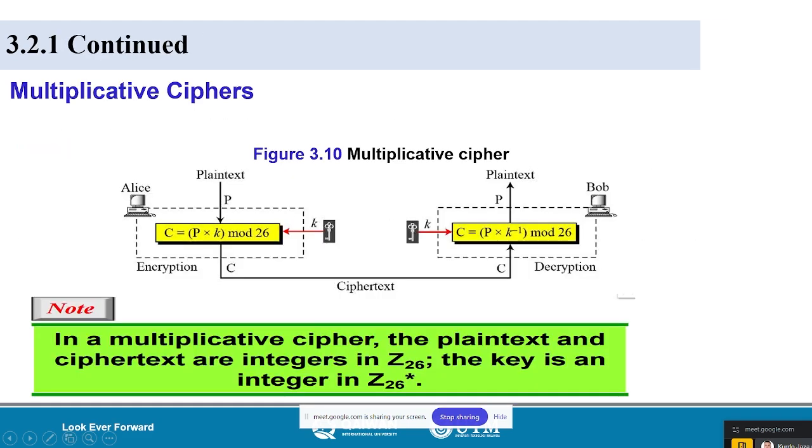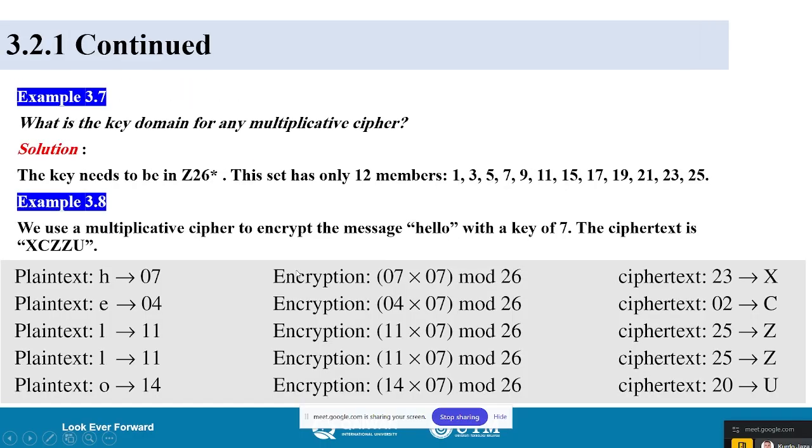Now it may look quite complicated, but believe me, it's quite easy. Now, let's take a look at here. What is important is to know all of these numbers. What do they mean? We will now know. What's the key domain for any multiplicative cipher? The key needs to be in Z26 asterisk, as the set has only 12 numbers: 1, 3, 5, 7, 9, 11, 15, 17, 19, 21, 23, 25.